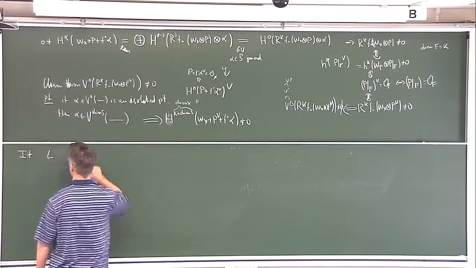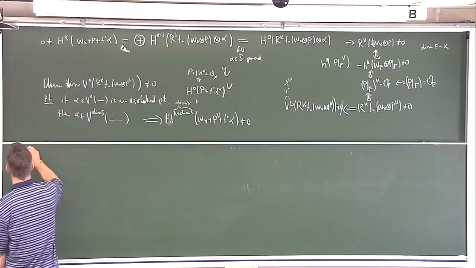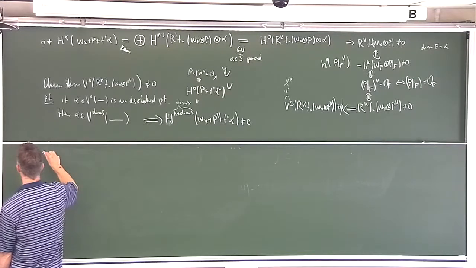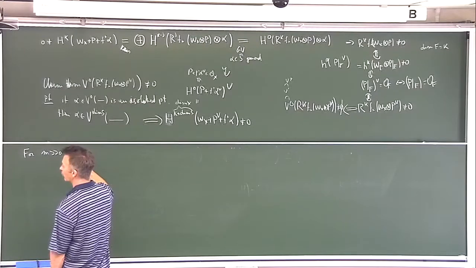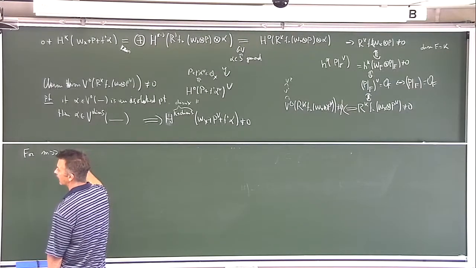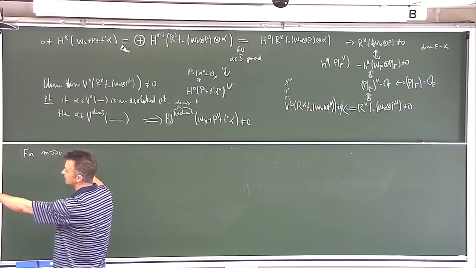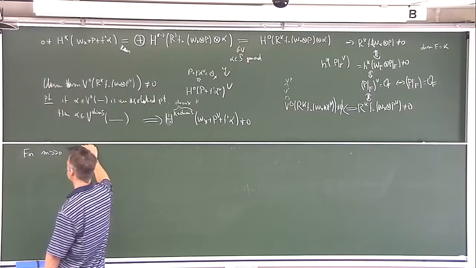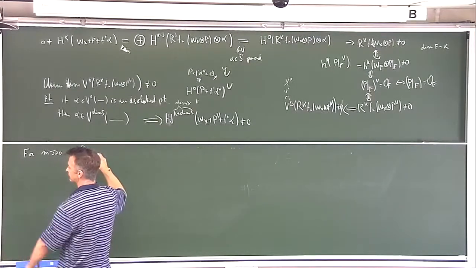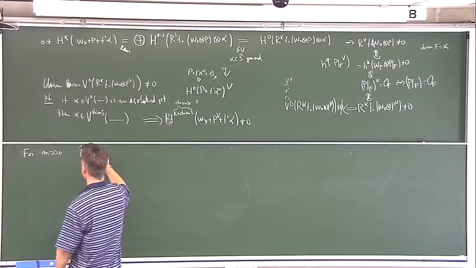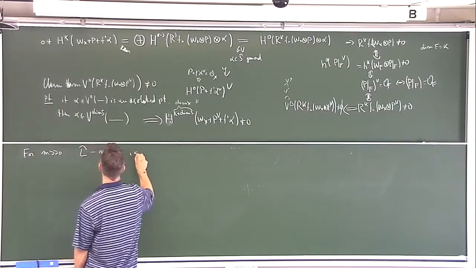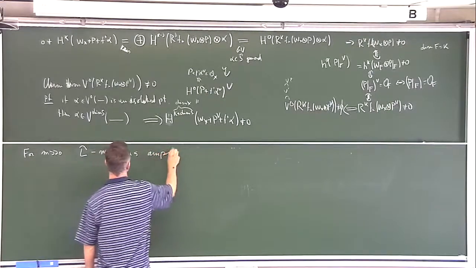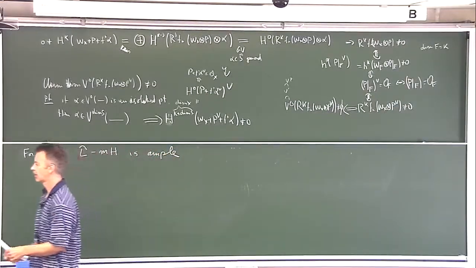Let me just say it's another computation. Let's say for M sufficiently big, we fix RL, we will have that L hat, the pullback of L to X hat, minus MH is ample.